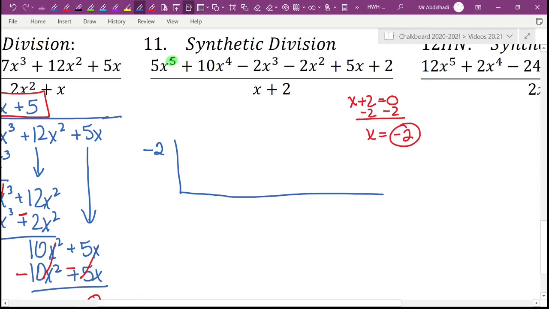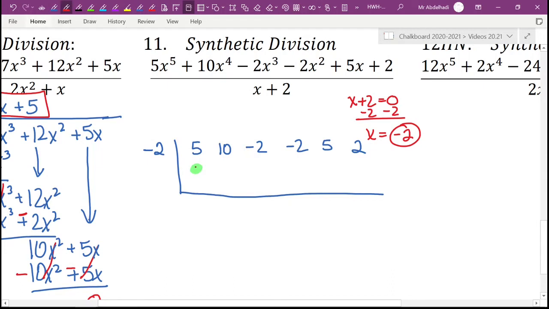Make sure you have all your powers going down. So 5, 4, 3, 2, 1, no power at all, 0. So it's all there. Then copy the coefficients into here. Now, if there was a power missing, you'd need to put a 0 in as a placeholder for that missing power. But we don't need to because all of the numbers are here. So 5, 10, -2, -2, 5, and 2.